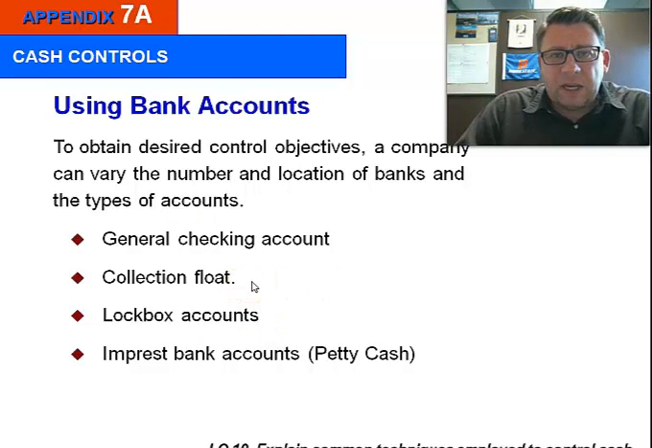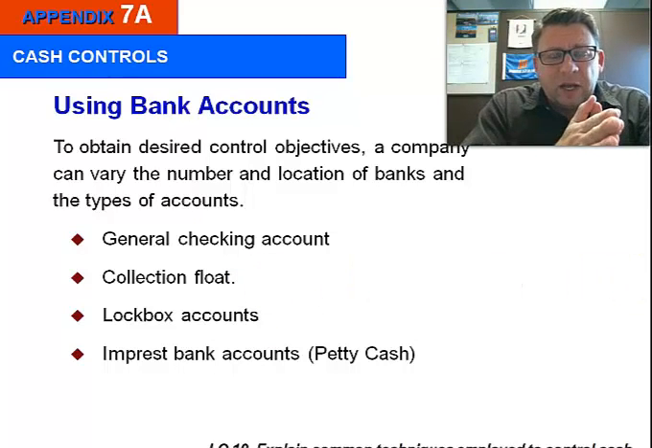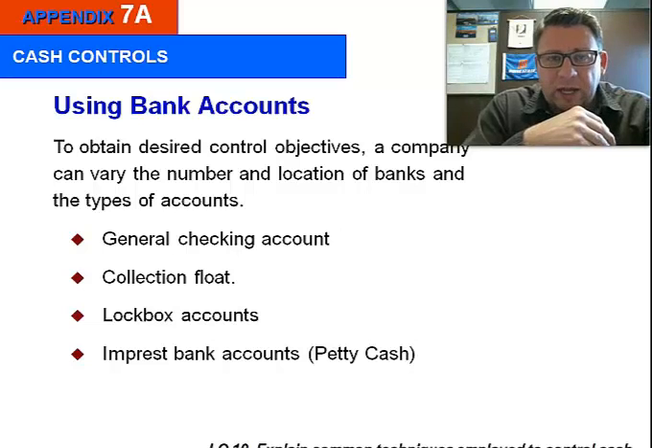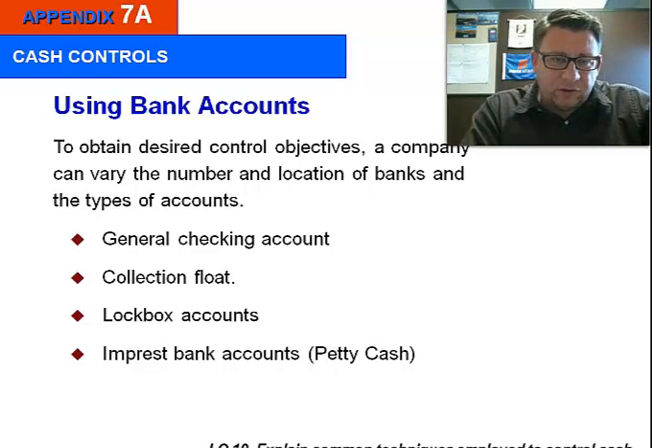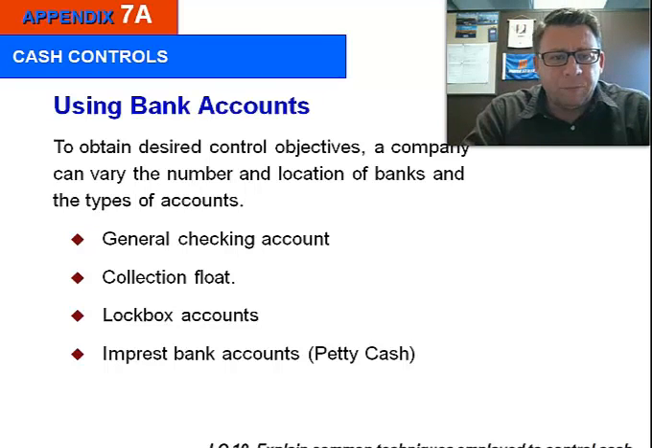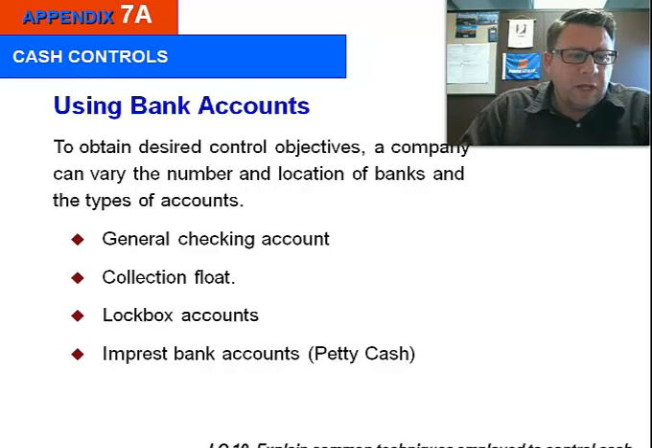Collection float is something that companies are concerned about. Collection float is the time it takes for a customer to mail a check in, the company to receive it, deposit it into their checking account, their bank. Their bank then sends it back to the customer's bank through some clearing process. They find out that the funds are good, and then the company gets credit for those funds. That's called collection float, and that could take a considerable amount of time. And so companies are looking to reduce the float time.